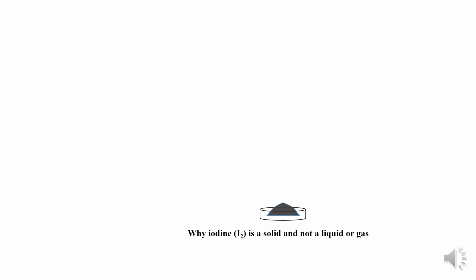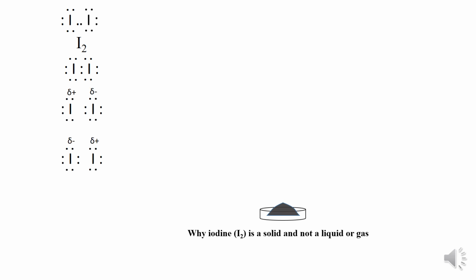Now, why is iodine a solid and not a liquid or gas? Iodine doesn't exist in the elemental form, but rather as a diatomic molecule by sharing an electron pair. That is how the iodine molecule is formed, by mutual sharing of electrons. And due to polarizability, a dipole moment is created.